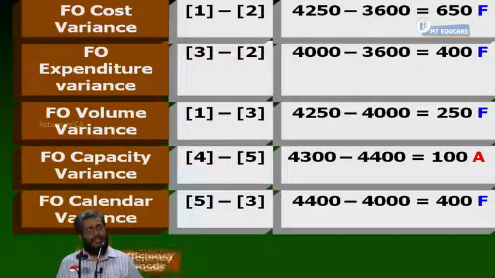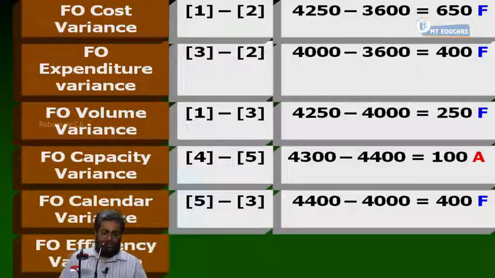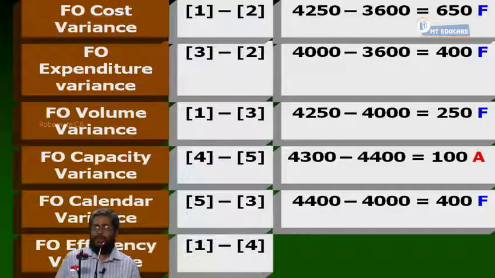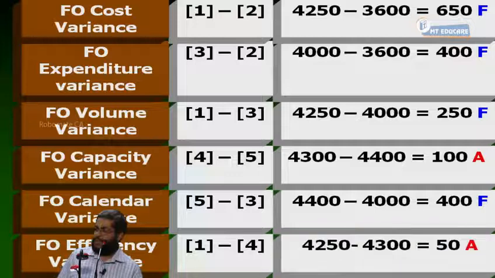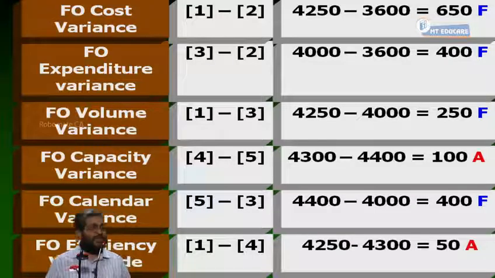Fixed overhead efficiency variance is the third branch. It is 1 minus 4. Efficiency 1 minus 4, it is 50 adverse.